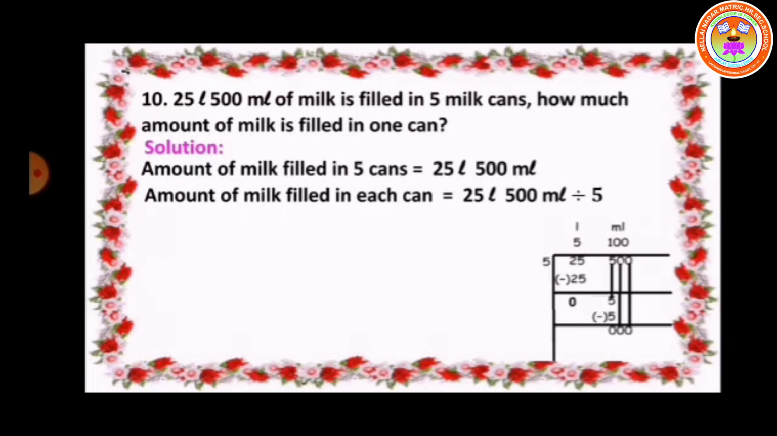Bring the next digit 0 down. 0 is not divisible by 5, so you have to write 0 in the quotient. Again bring the next digit 0 down. 0 is not divisible by 5, so you have to write 0 in the quotient. So the answer is 5 liter 100 milliliter. Amount of milk filled in each can is equal to 5 liter 100 milliliter.